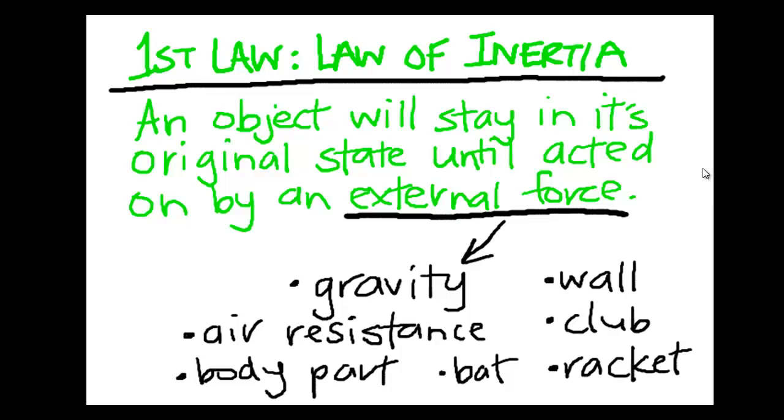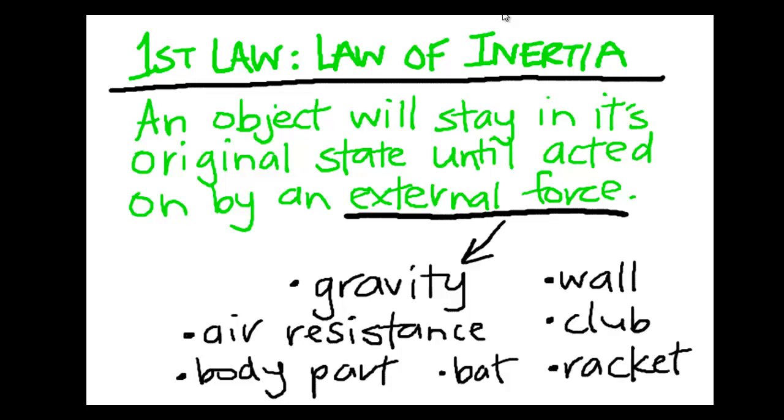Some examples of external forces for you down there are gravity. You've also got the wall, air resistance, a club like a golf club, a body part, a foot or a hand or a leg, a bat like a cricket bat, or a racket, maybe a tennis racket for example. So that's the basics of the law of inertia.